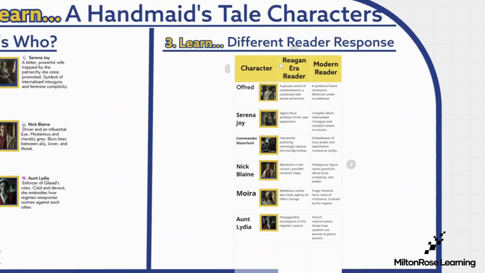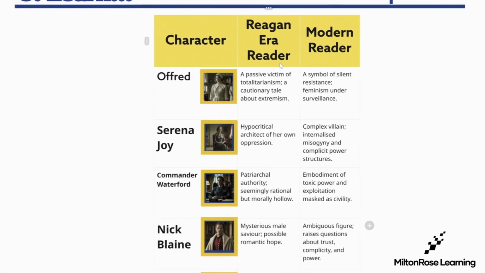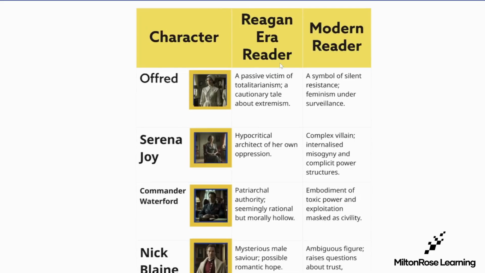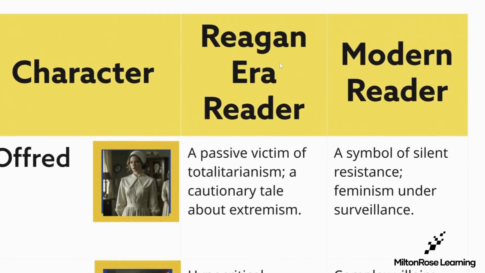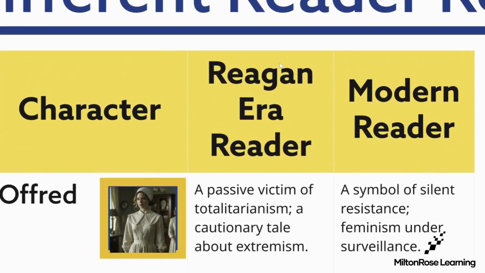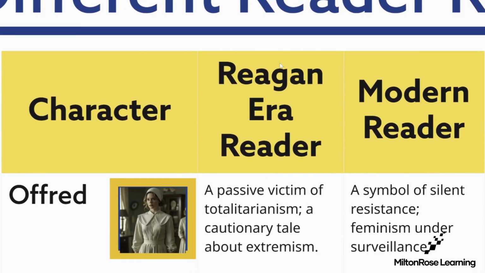Okay, now, if we look here, we have a nice table which we're just going to quickly whiz you through, where we have the characters. So we've got Offred first, and then the book was written in the Ronald Reagan era, when he was president of America, and they saw the characters very differently than a modern reader, because obviously a lot has changed and our consciousness has evolved, if we put it that way. So it's very good when you're writing your essays to talk about an era, a reader at the time, a contemporary reader, and then a more modern reader, and how the interpretations have changed with characters.